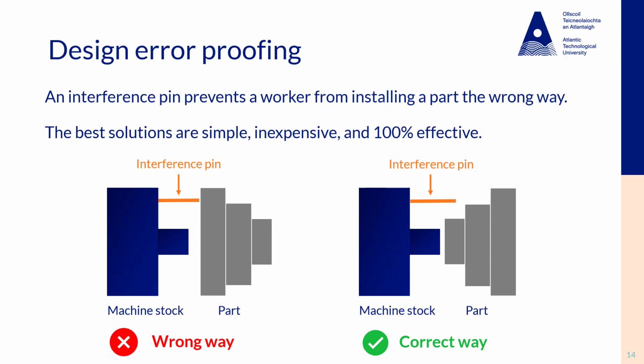Other examples in design error-proofing, an interference pin. So there's only one way for this part to go onto the machine. It cannot go on this way. So this is a simple, inexpensive and effective error-proofing or poka-yoke solution.